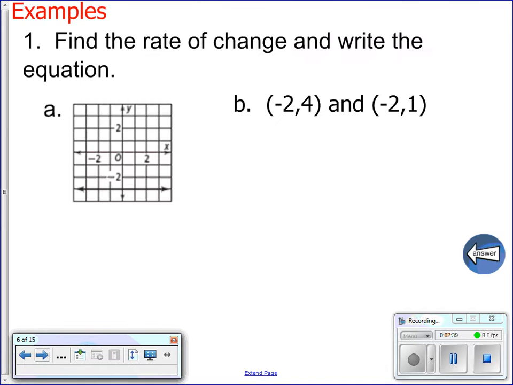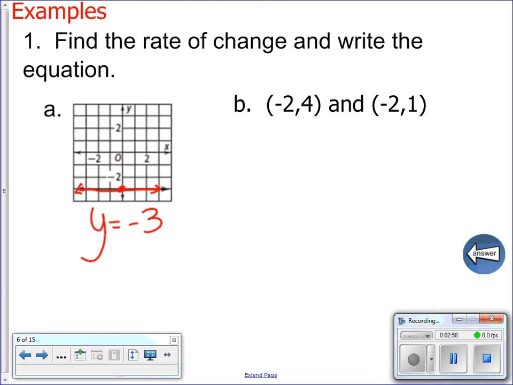So let's do some examples. Find the rate of change and write the equation. So this first one, we obviously have a 0 slope here. So if I'm going to write the equation, it looks like it's going through negative 3. So we'd say y equals negative 3.